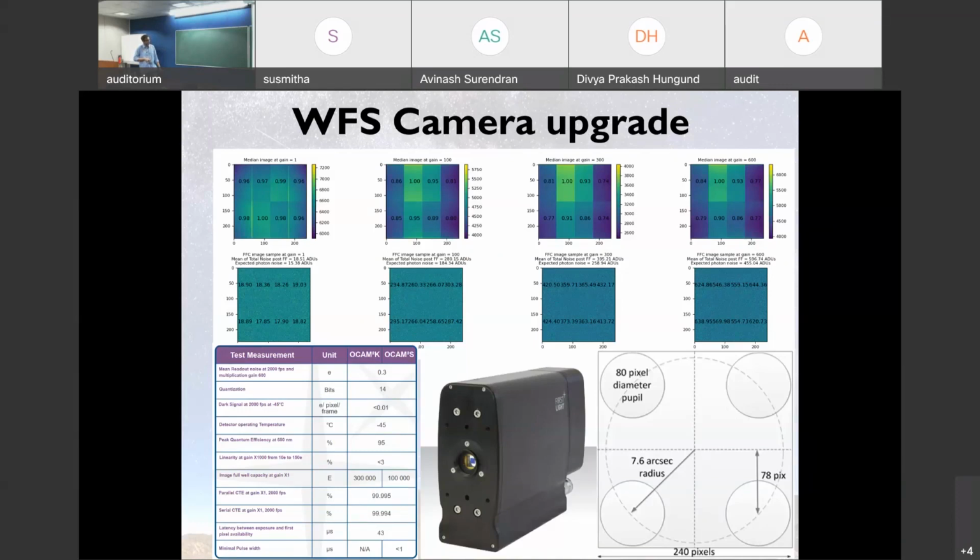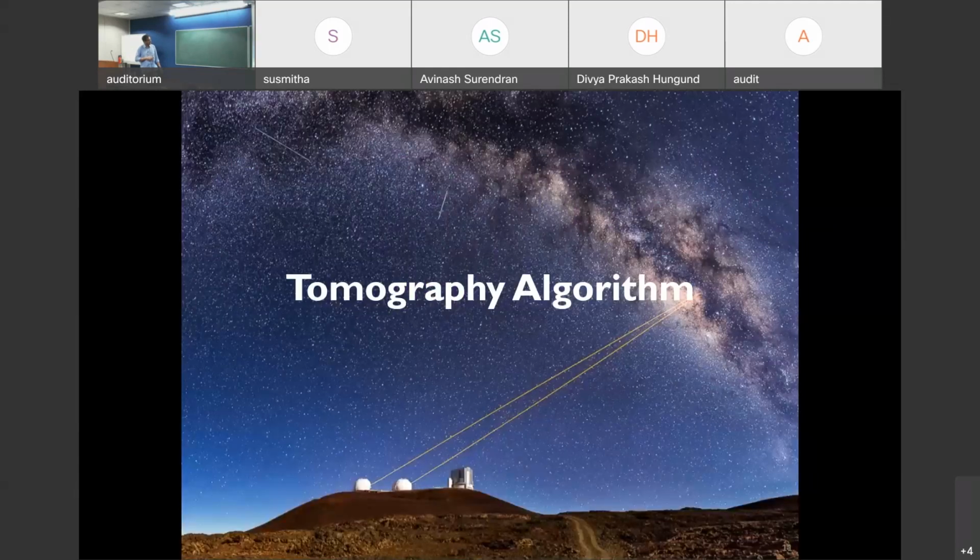We are actually installing this camera on both of the telescopes, one as part of KAPA and one as part of the high contrast imaging, and I'm characterizing both the cameras for both the telescopes. And yeah, so that's about it for the wavefront sensor.